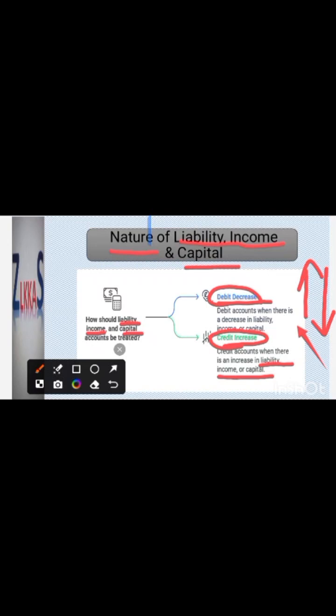So what were the five accounts? Assets, expenses, liability, income and revenue, capital and equity.